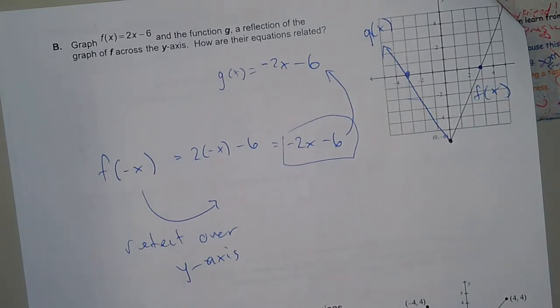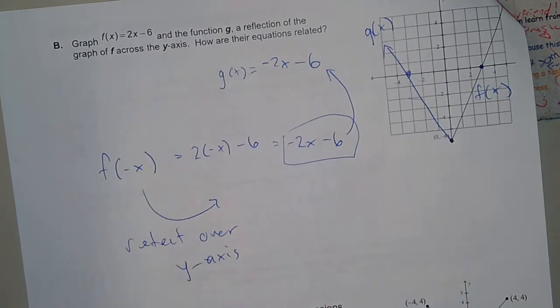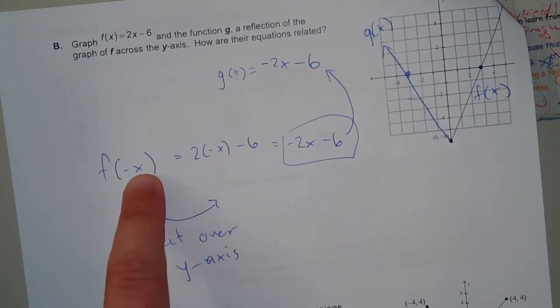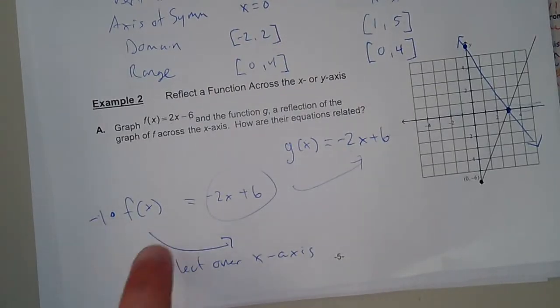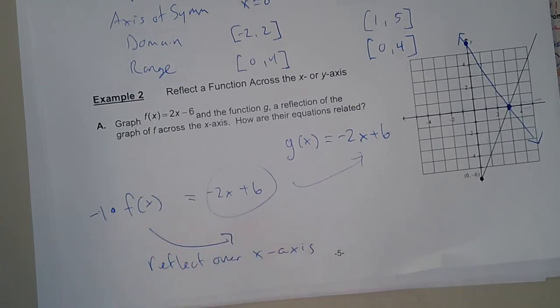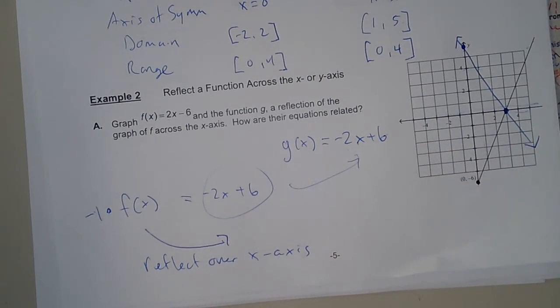So to kind of recap those two, if you want to reflect over the y-axis, you can substitute a -x in for all x's. If you want to reflect it over the x-axis, all you have to do is multiply the entire function by -1. So those are kind of your shortcuts, but also you can do it graphically. You can read graphs. You can do it that way as well. So that's what we'll cover today.